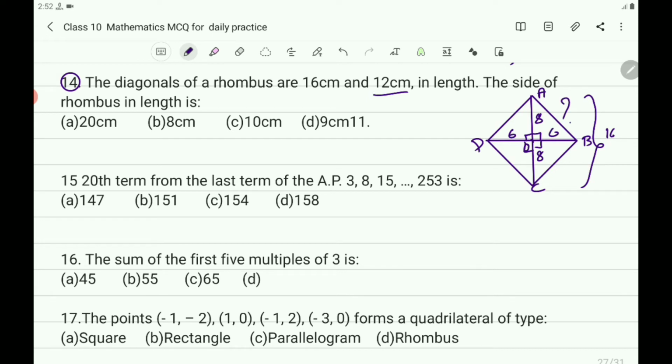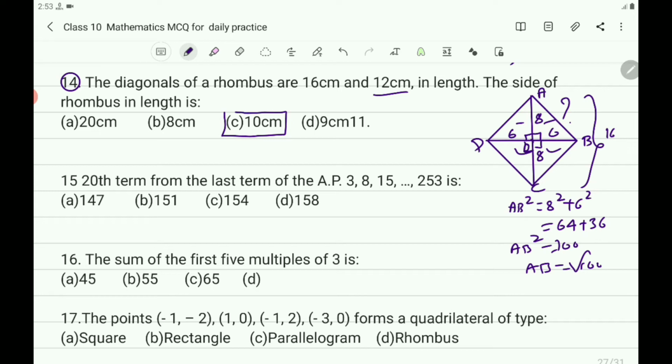Here we have to find AB. To get AB we have to use the Pythagoras theorem, as triangle AOB is a right angle triangle. All the 4 triangles are right angle triangles. Apply the Pythagoras theorem. That is AB square equals 8 square plus 6 square. You will get 64 plus 36. So you got AB square equals 100. Then AB is equal to root 100, that is 10 centimeter. Option C is the answer.